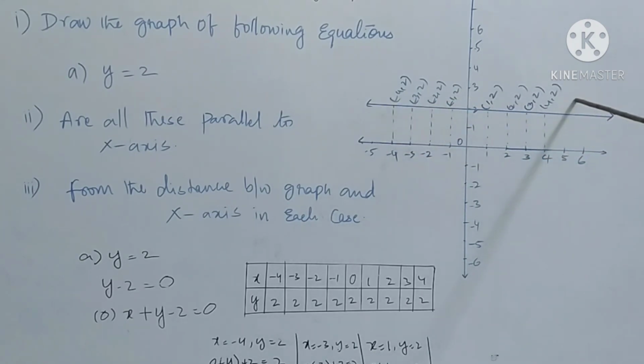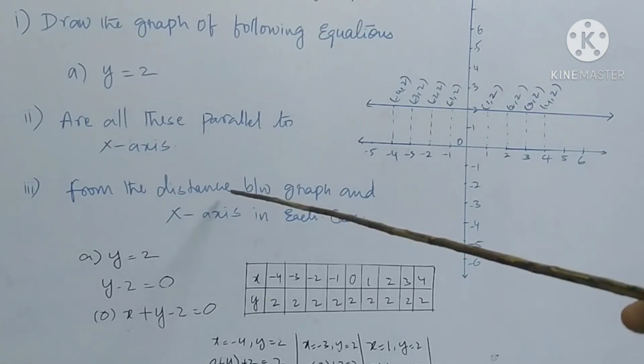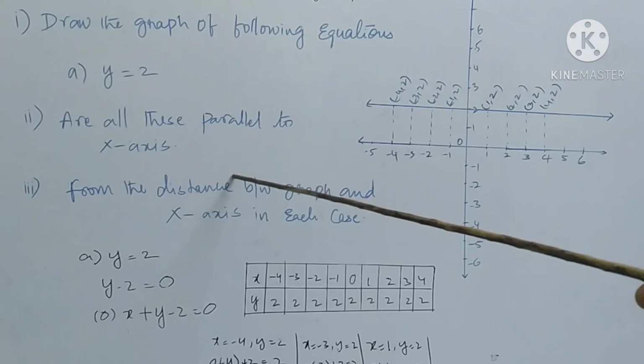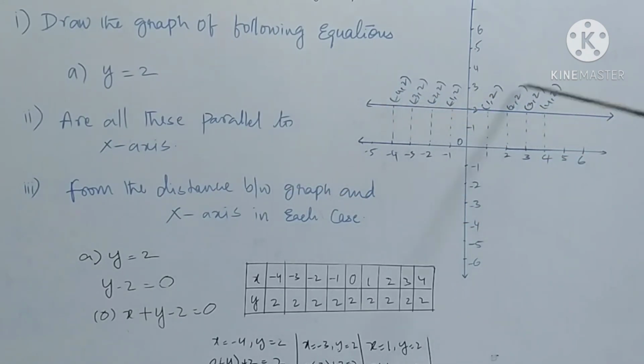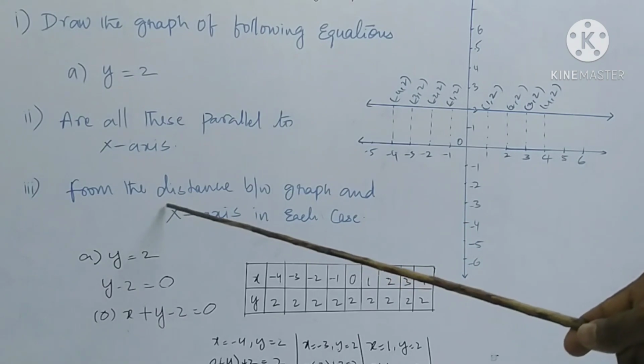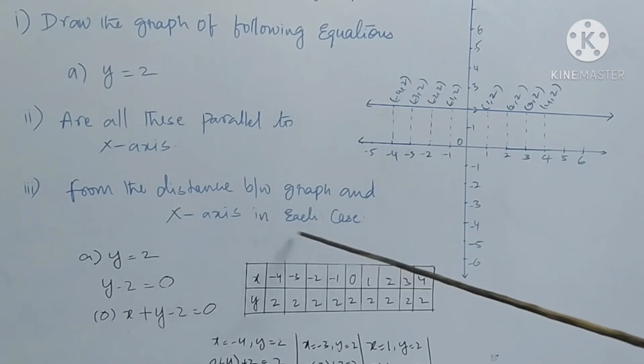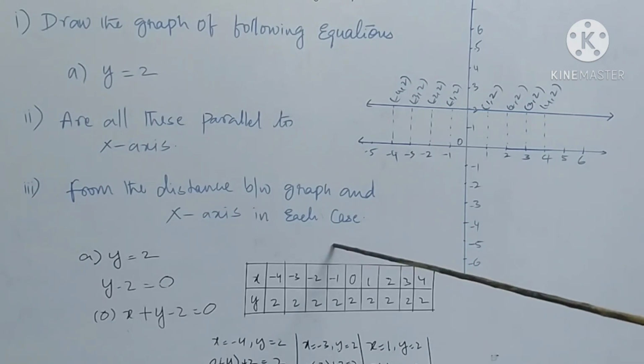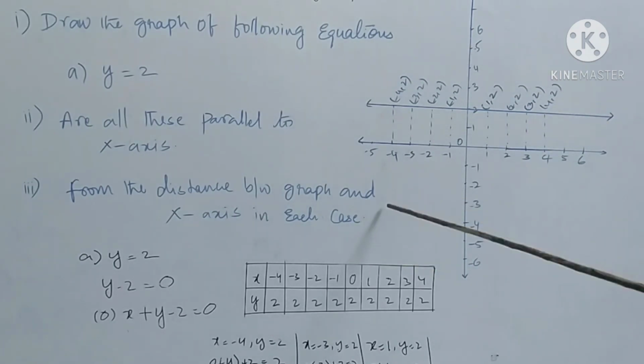By using these points we can draw a straight line that is parallel to the x-axis and at an equal distance from it. Here the distance between minus 3 to 2 is 2 units, minus 2 to 2 is 2 units, minus 1 to 2 is also 2 units. The distance between this axis and our graph is always the same. So this is our second question: are all these parallel to the x-axis? Yes, it is true. These are all parallel to the x-axis. And the third question: the distance between graph and x-axis in each case is the same, that is 2 units. These are the solutions of the given problem.